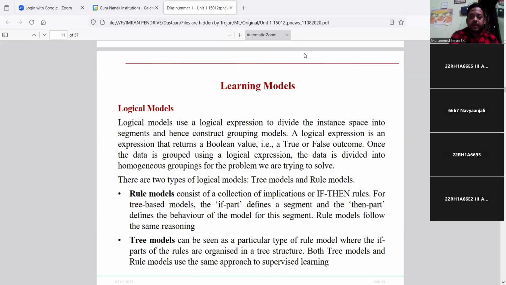Okay, let me enter the waiting room. I think people are there. Okay, admit GMR.